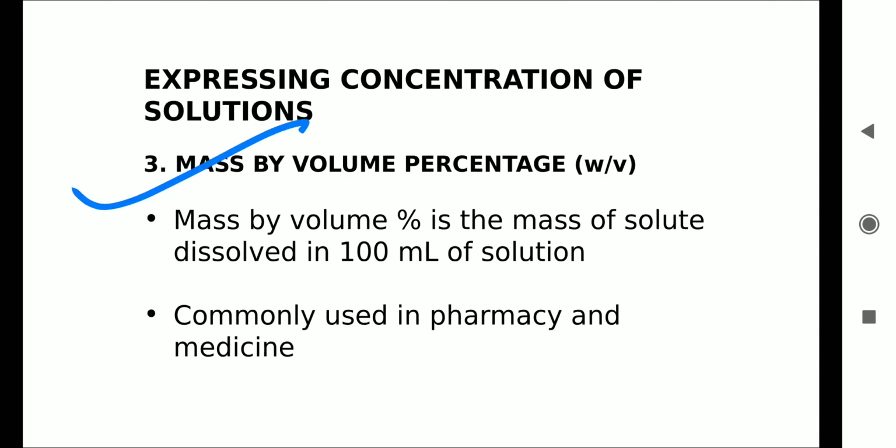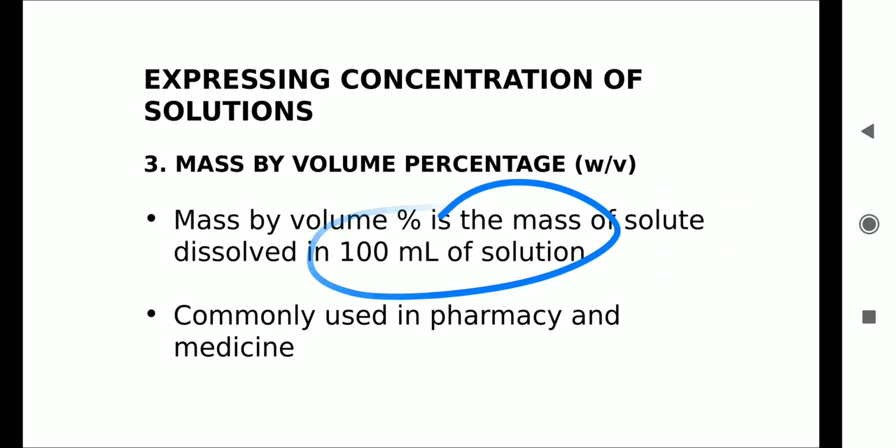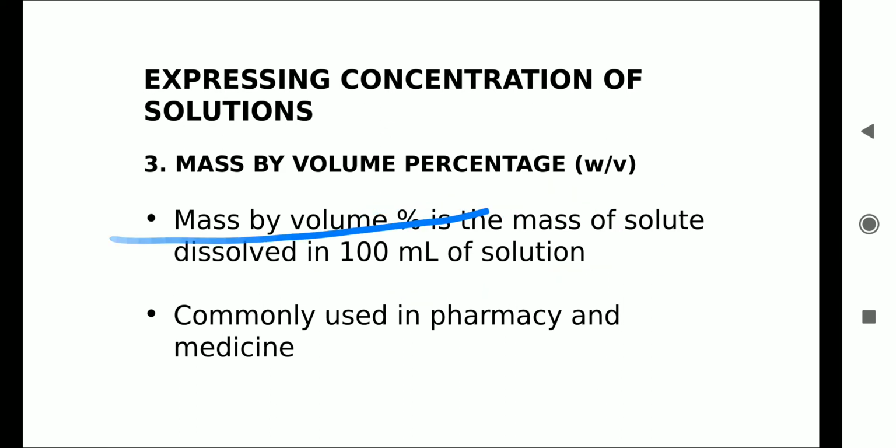Now, the third expression of concentration is mass by volume percentage. It is denoted by W/V. Mass by volume percentage is the mass of solute dissolved in 100 ml of solution. It is commonly used in pharmacy and medicine. So whatever the mass of that drug or solute is in 100 ml of solution, that is the mass by volume percentage.